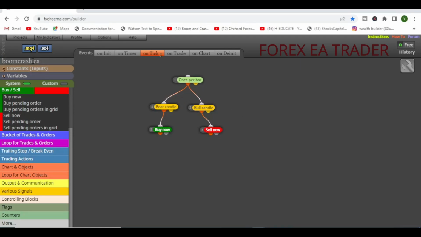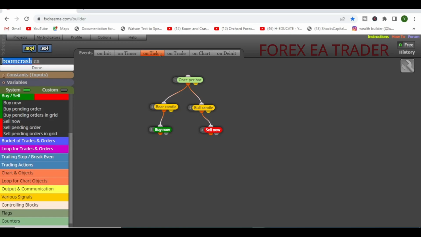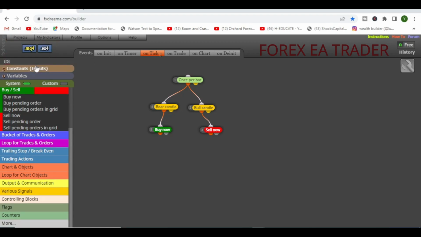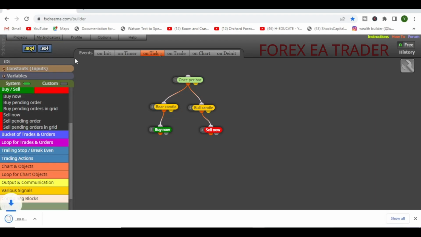Then you just have to come here and rename it something fancy. What can we rename it? I don't know. You give me a suggestion in the comment section below. I'll just leave it blank there. And then you can say done, and you can download the executable file there, and you can download the source code there. Then you can call the robot whatever you want.